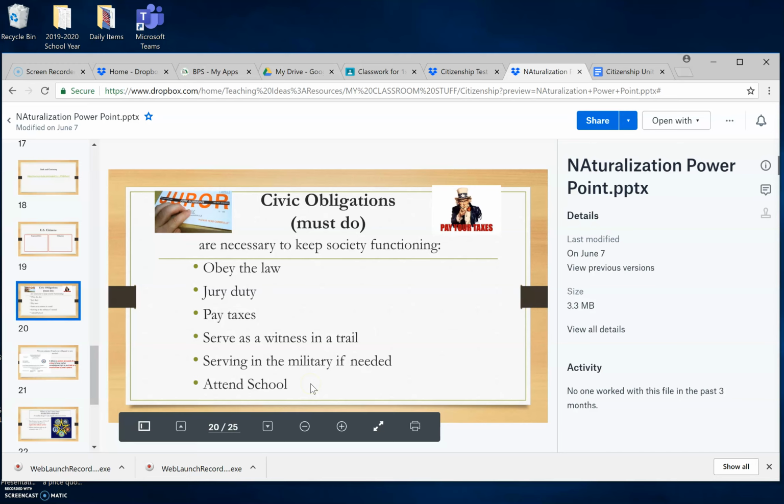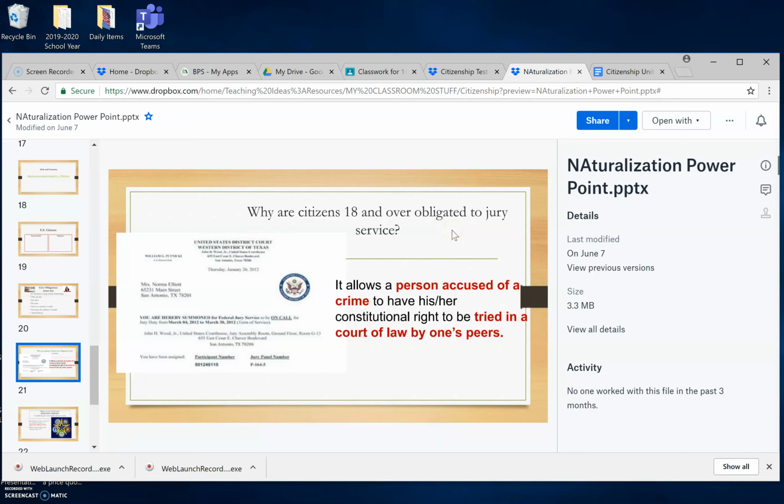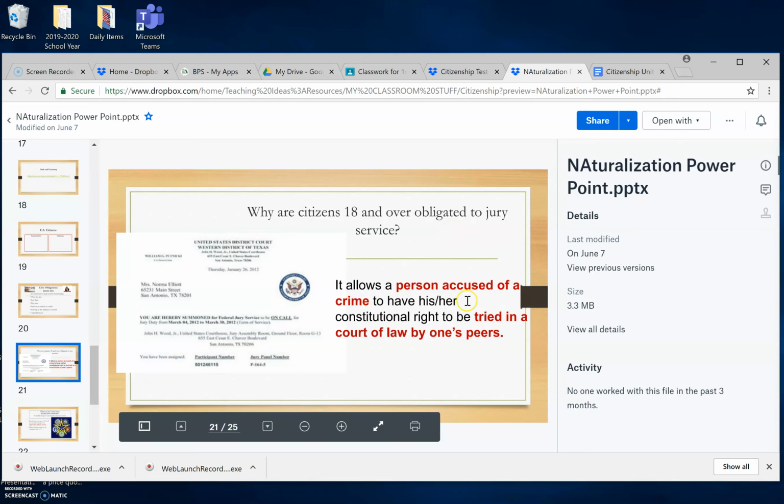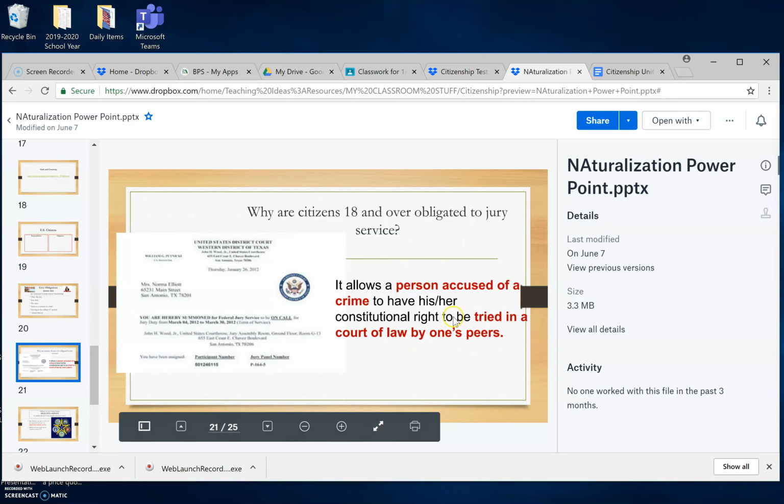And then you have to attend school. That's a requirement. So you have to do that because we want an informed, intelligent society. And that's part of that. Okay, so this is why are citizens 18 and over obligated to jury service. It allows a person accused of a crime to have his or her constitutional right to be tried in a court of law by one's peers.